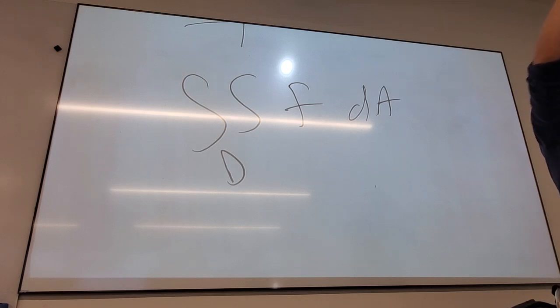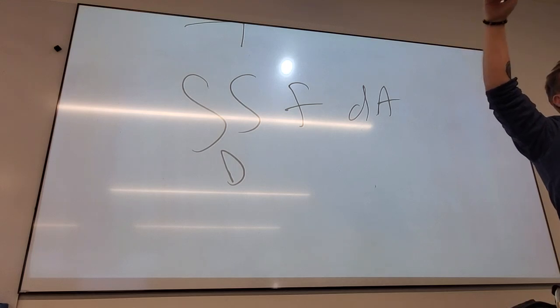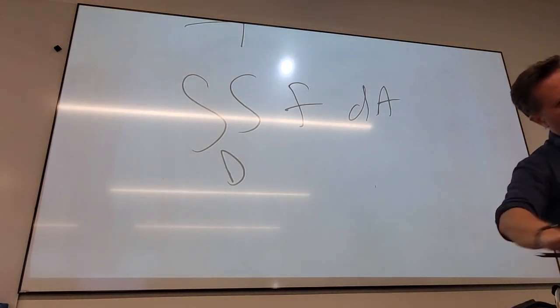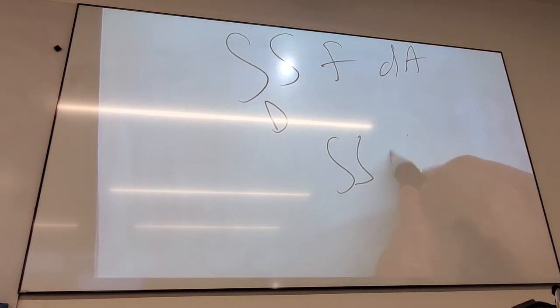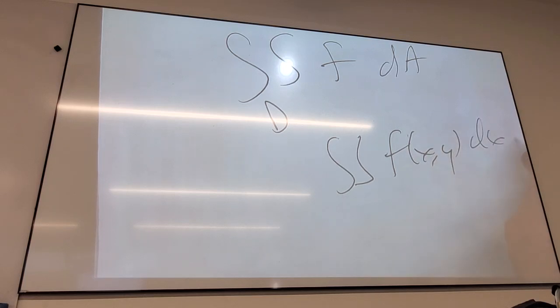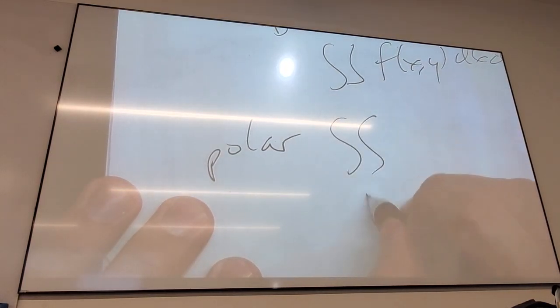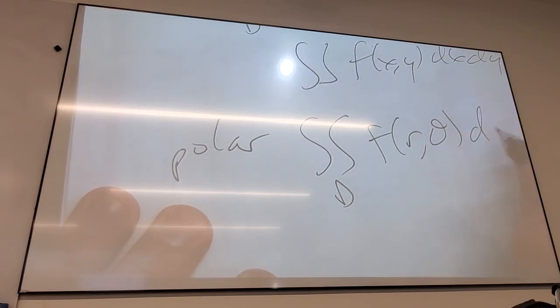Okay. This idea carries through. If I have something, I don't know what coordinates it's defined in, but I want to integrate over a region under that function, I might go negative, but dA. And that dA element for x and y was either dx dy or dy dx. That dA element for polar is going to be r dr d theta.